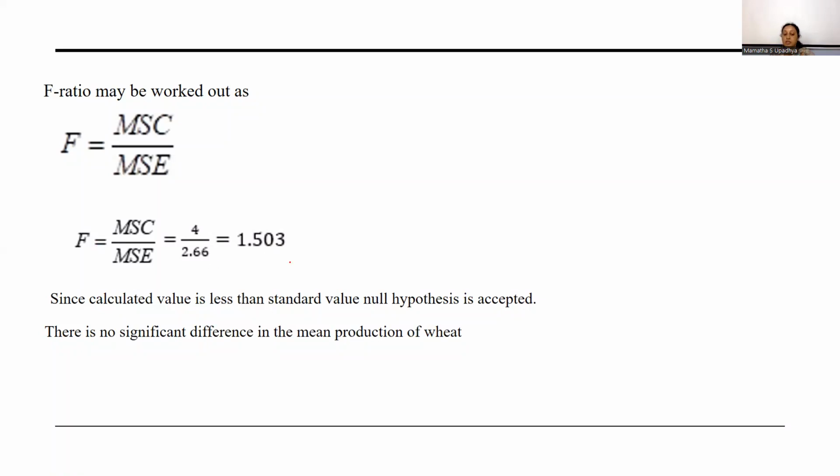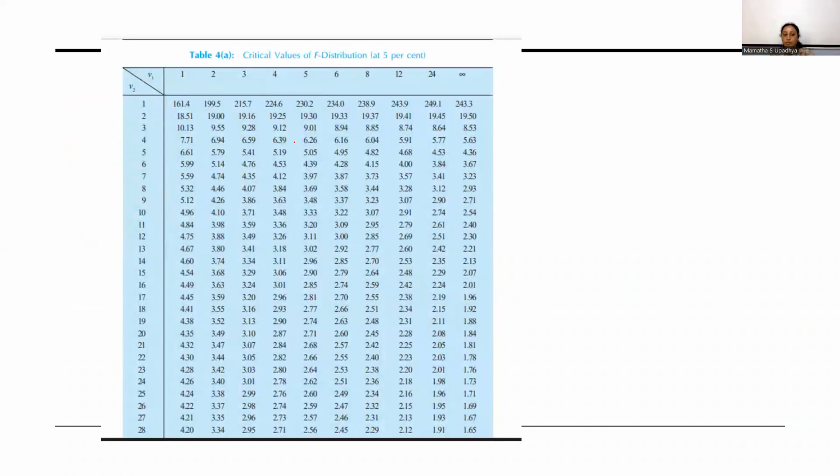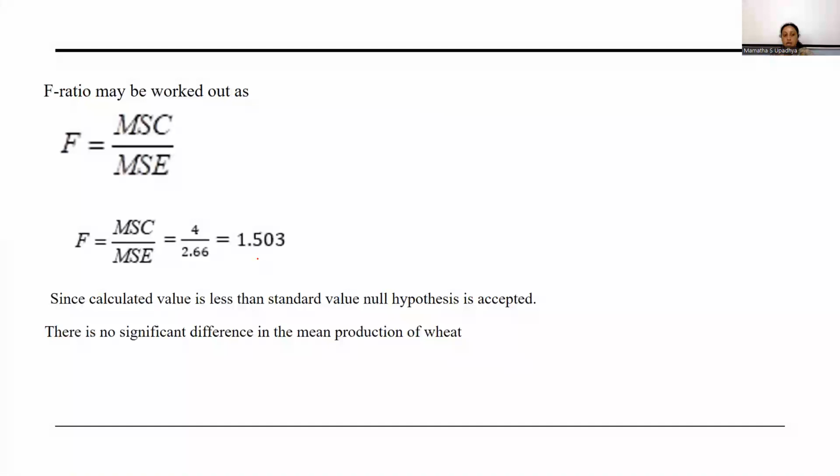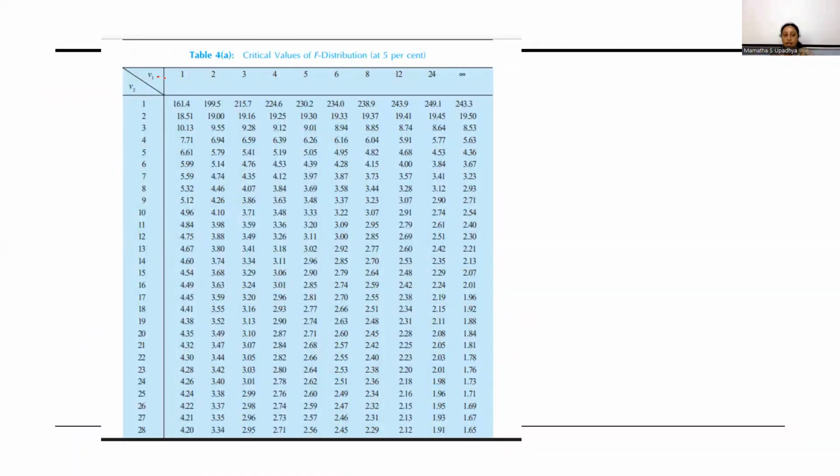So now, since our level of significance we have taken in the problem as 5%, we need to find the standard value. The standard value can be found from the table. Okay, the table we need to check at the 5% level of significance, and then we can see here our V1 is 2 and V2 is 9. So now let us see here in the table. So V1 is 2, and this is our V2 values, and V2 is 9. So correspondingly, we get the standard value as 4.26 at 5% level of significance.